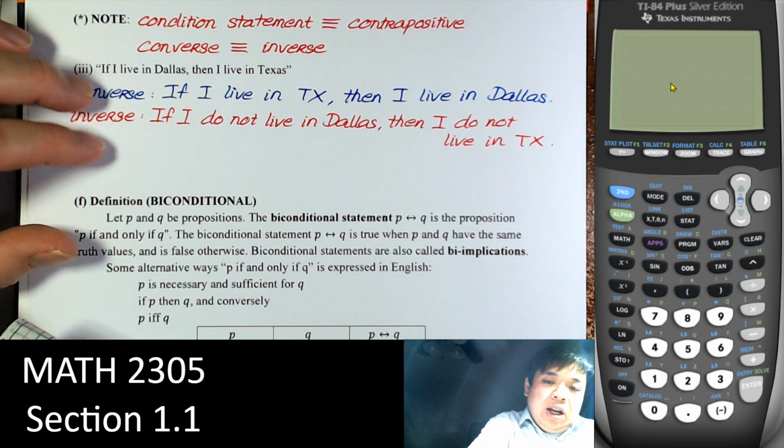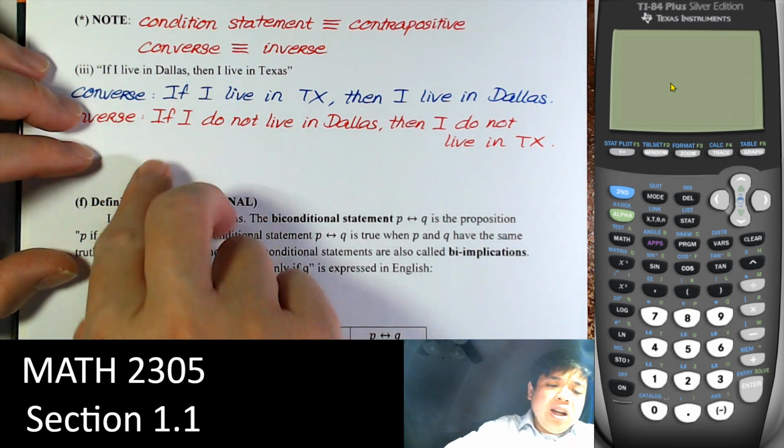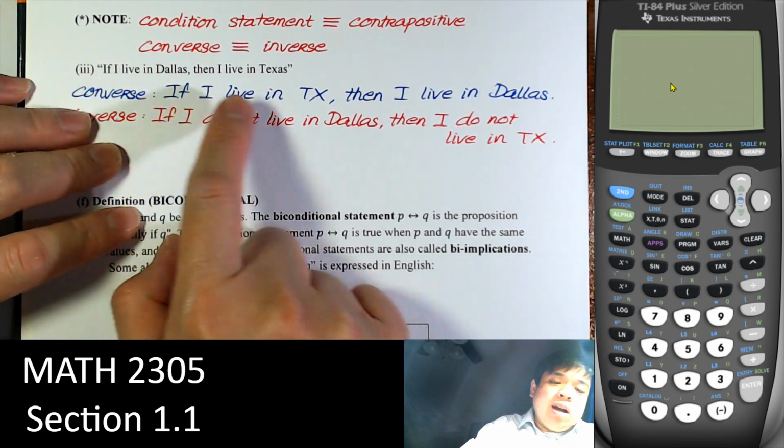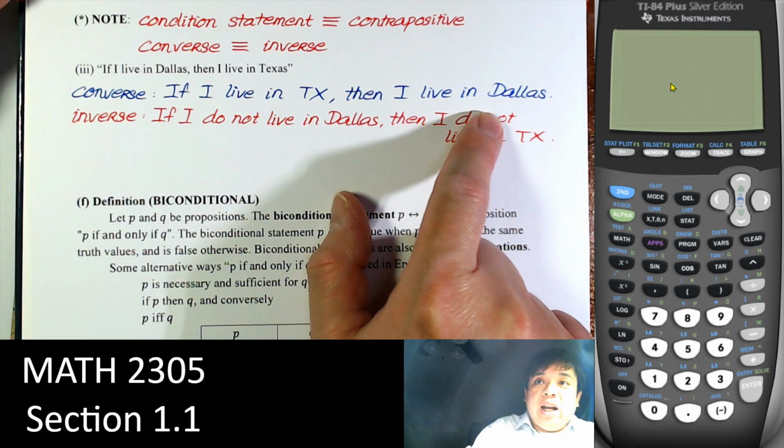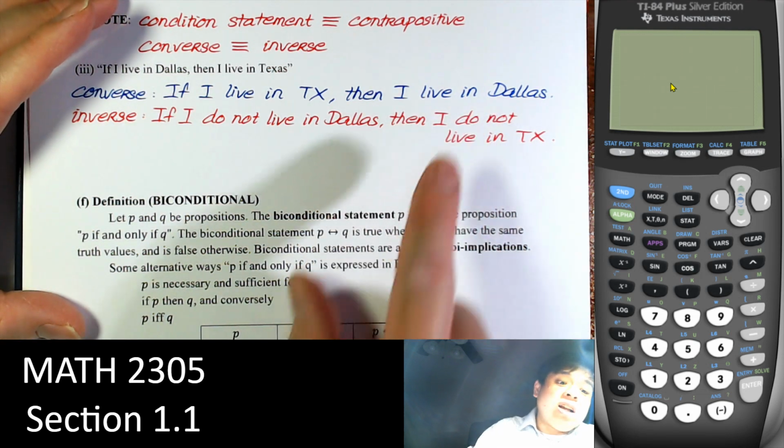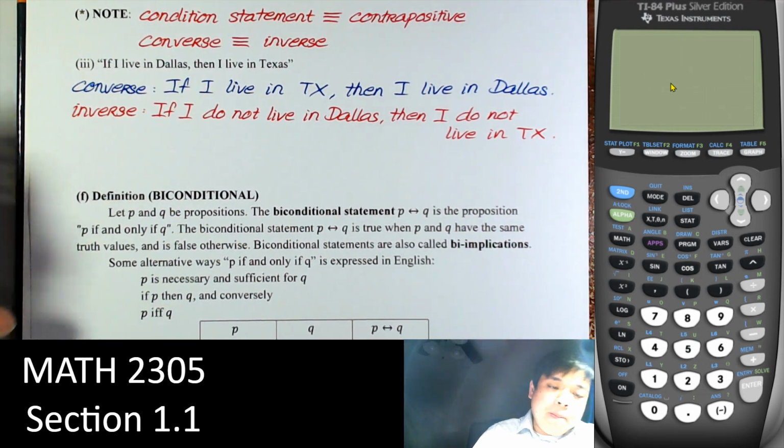So those two are said to be equivalent. If I live in Texas, then I live in Dallas. Again, I could live in other cities than Dallas, so those two are equivalent.